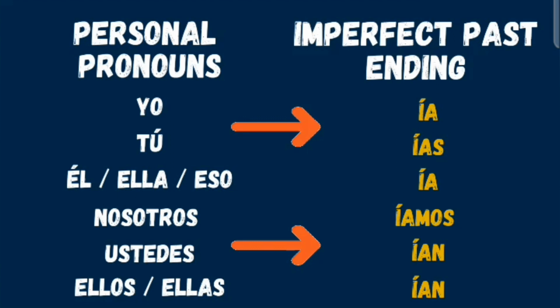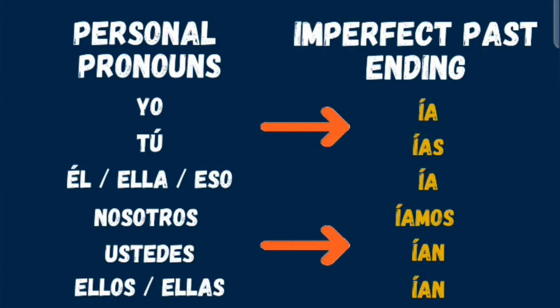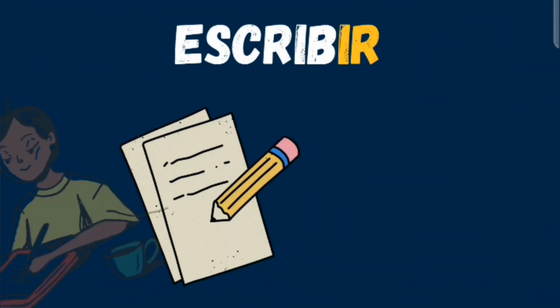Now, if you have the personal pronoun they, ellos, if you're talking about a group of boys, or ellas, if you are talking about a group of girls, then the ending of your regular verb ending with ir has to be ían, with an accent. Now let's see some examples so you will understand this better.